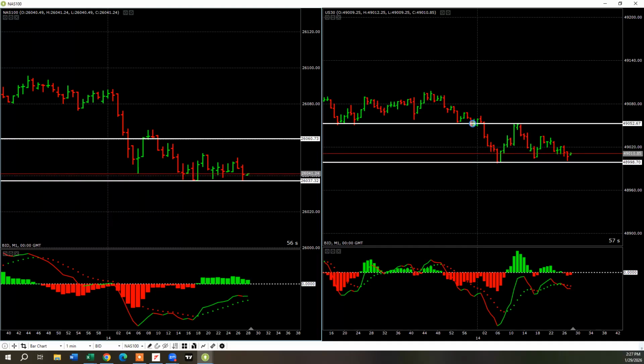Target on the Dow long 49.2 from 49.052. Target on the NAS initially 26.140 from 26.060. Those are the levels that I'm looking for at the open. It is still too early.